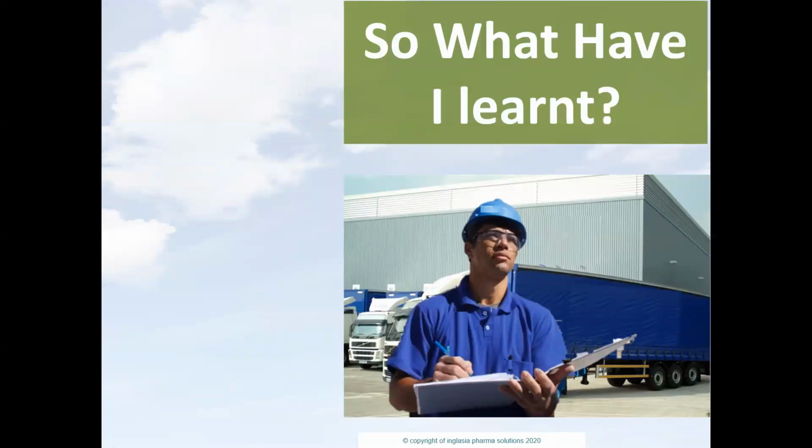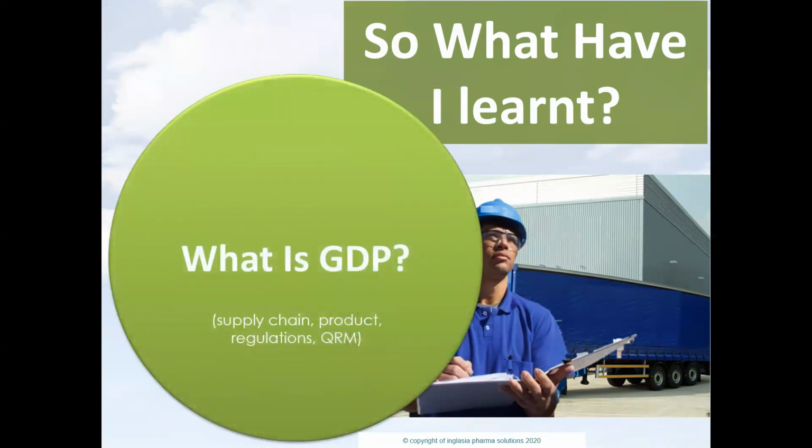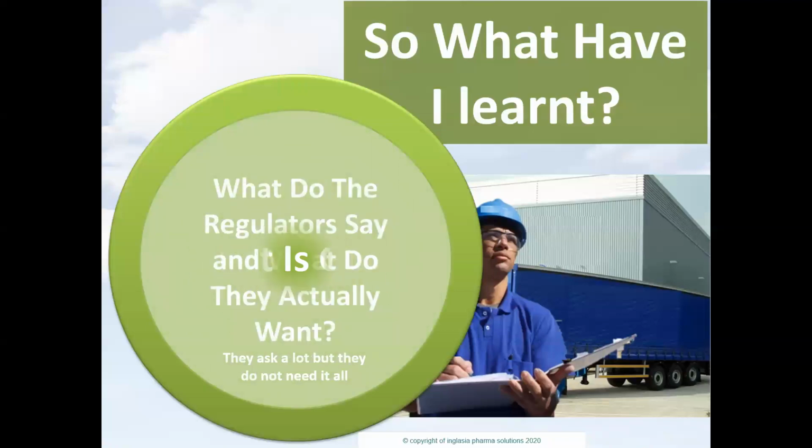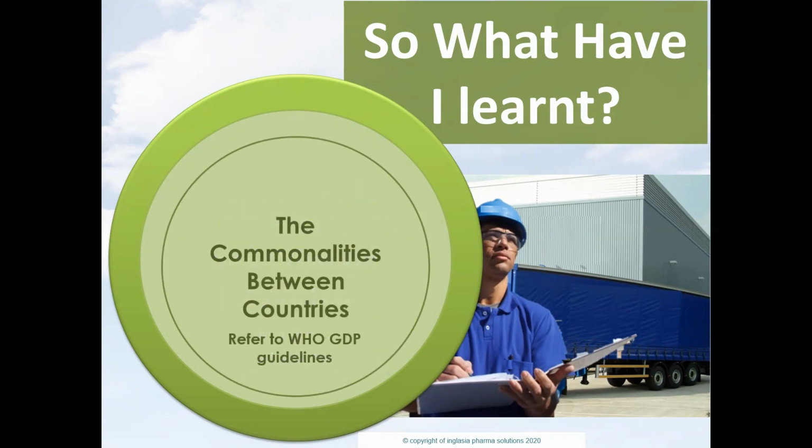So just to summarize what we'll be covering in the one-day training course. What does GDP mean to us? It's a supply chain, the product, regulations, and the quality risk management. What do the regulators say and what do they actually want? They ask a lot, but do they really need all of it? The commonalities between the countries. The World Health Organization's document on good distribution practice is fantastic. It covers a lot of the requirements that are also seen in the EU good distribution practice guidelines.